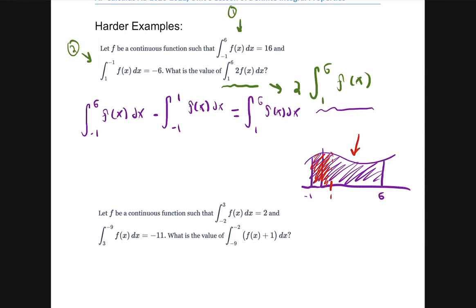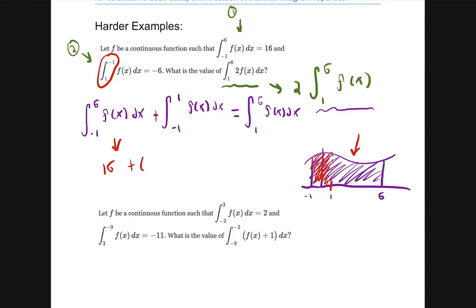I'm left with the area from 1 to 6. And so now it's just a matter of plugging these elements in. So -1 to 6, we're told the area under the curve is 16. -1 to 1, ooh, sneaky, these are backwards, right? I didn't really see this the first time. These are backwards. So I'm going to change this to a plus sign because I wrote it as -1 to 1, but really it was 1 to -1. So that was a tricky one there.